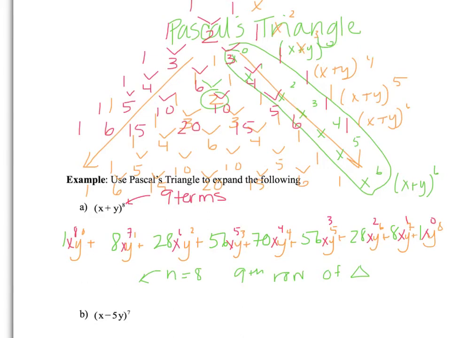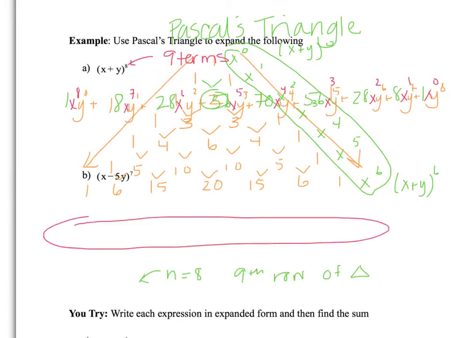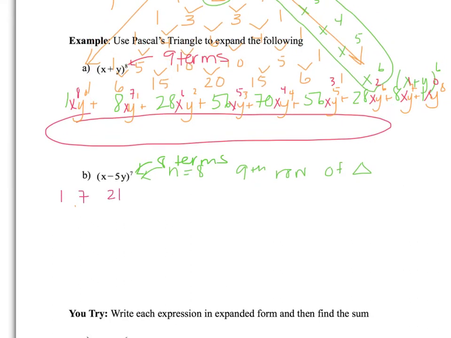Now, we can make it a little more complicated if we add coefficients to our terms. So all we're going to do in this case, if I want the seventh power expansion, I'm going to have 8 terms. I'm going to use the 7th row. So the 7th row is 1, 7, 21, 35, 35, 21, 7, and 1. These will be my coefficients, 1, 7, 21, 35, 35, 21, 7, and 1.